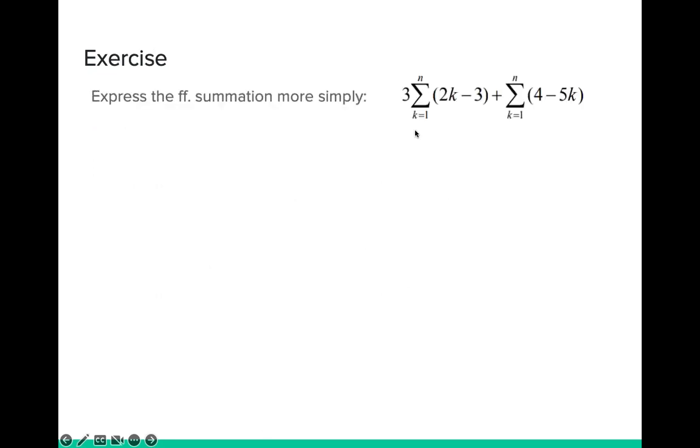Now, let us try to evaluate this summation also. So we have 3 times the summation of k equals 1 to n of 2k minus 3 plus the summation of k equals 1 to n of 4 minus 5k. So how can we use the properties of the summation to simplify this?